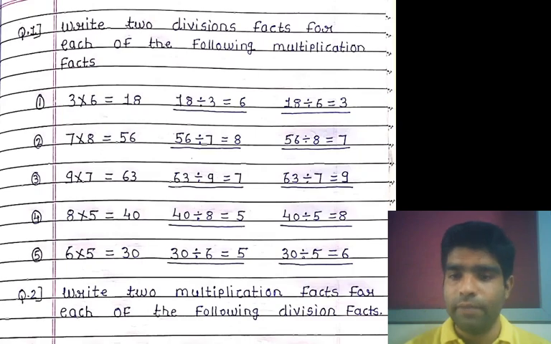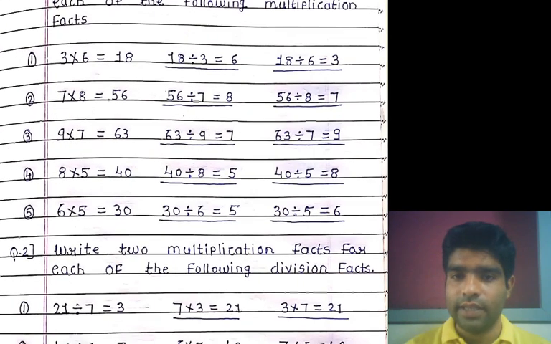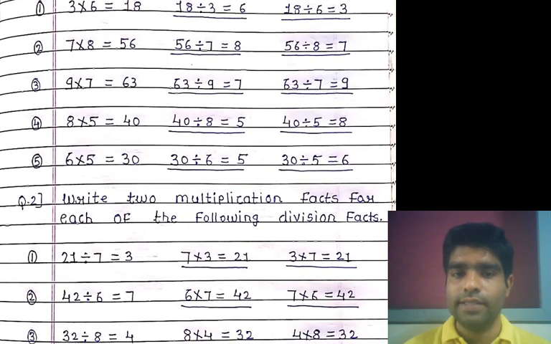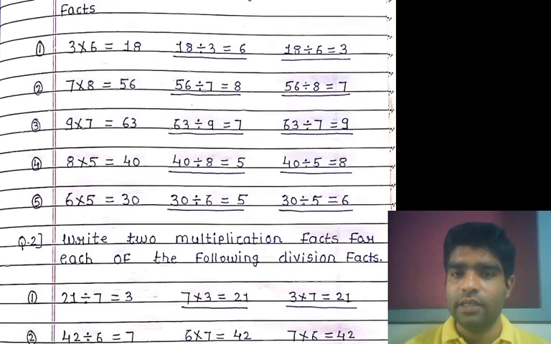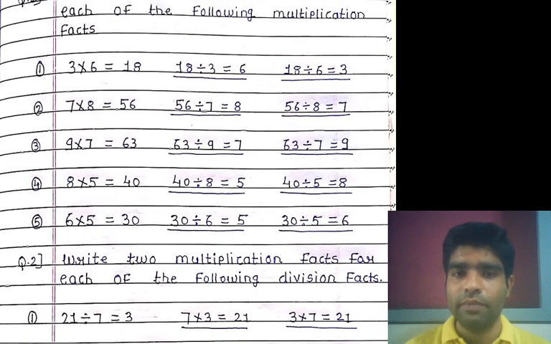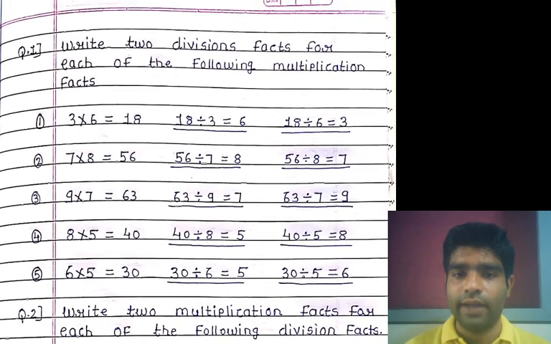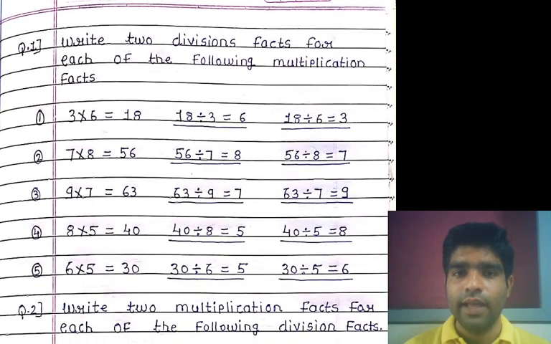The next one, question number 2, has a very important thing: write down the two multiplication facts for each of the following division facts. It means that a division fact is given to you, but we have to write the multiplication facts. This is all the concept regarding multiplication facts and division facts. This chapter has two very important concepts, and the examples are based on multiplication and division facts.